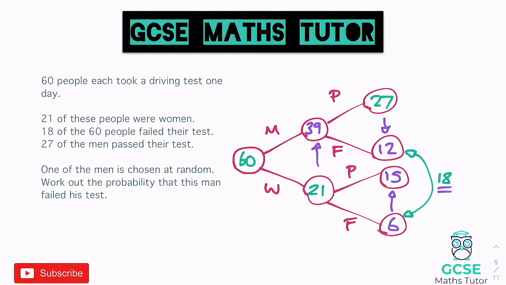Now we can take the same approach as before. It says one of the men is chosen. Work out the probability that this man failed his test. So one of the men, so it's out of these 39, and 12 of them failed. So there we go, we've got 12 that failed out of the 39 men. There we go, and there's our probability.